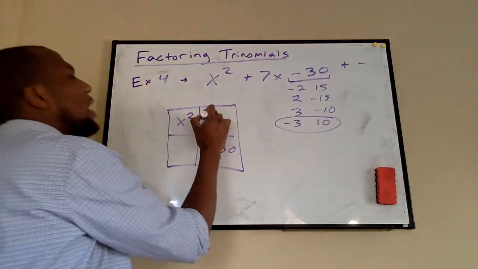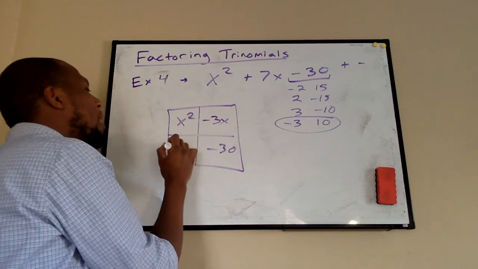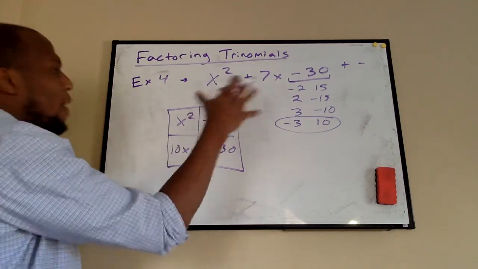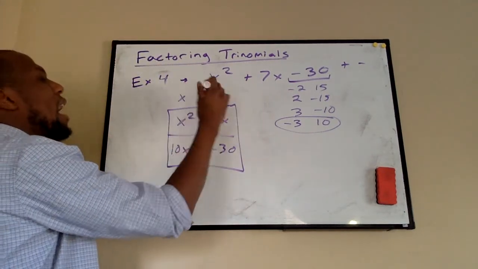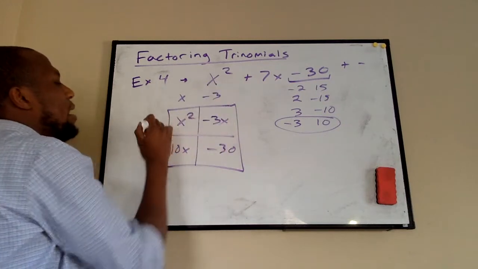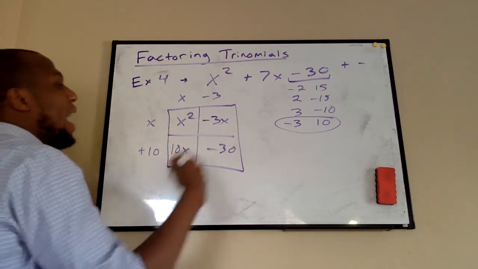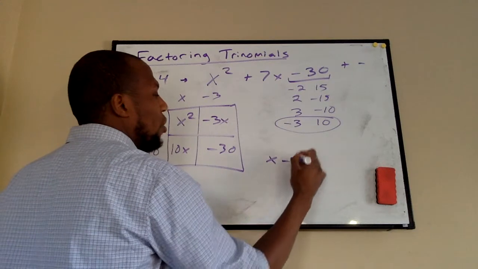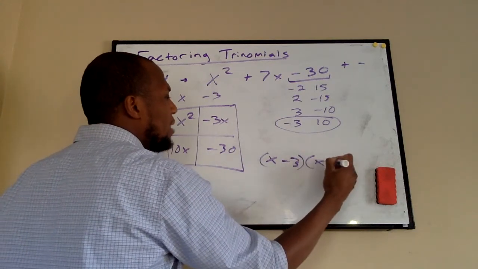Good work. So then we can have minus 3x up there, 10x right there. Factor out the GCFs, x, negative 3, x, positive 10, and then we have x minus 3 and x plus 10.